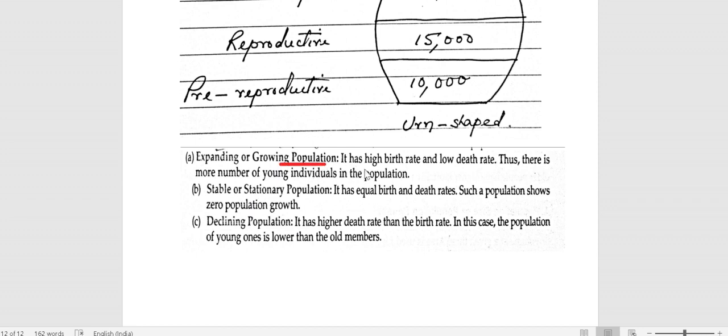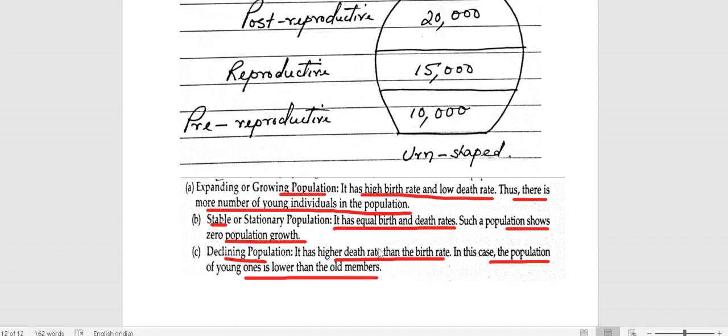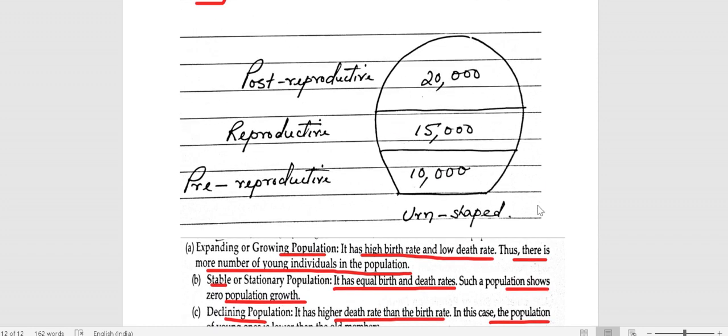A growing or expanding population has a high birth rate and low death rate. Thus, there are more young individuals in the population. And when it will be stable, it has equal birth and death rates. When there are equal birth and death rates, the population will be stable. Such a population shows zero population growth. And when it will decline, that is when the death rate is higher than the birth rate, in this case the number of younger members is lower than the old members. So we are getting the same kind of result here.